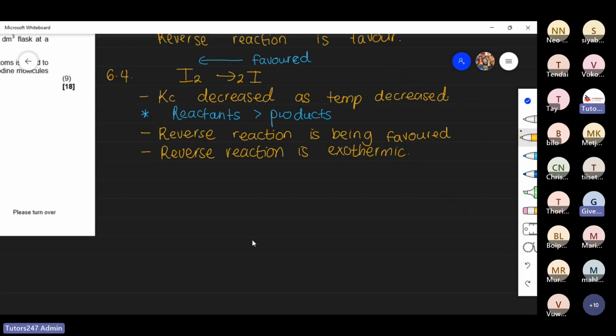Now, our question wanted to know, what is the forward reaction? Is it endothermic or is it exothermic? Because we figured out that the reverse reaction is exothermic, the forward reaction is the opposite. So we can now conclude that the forward reaction is endothermic.